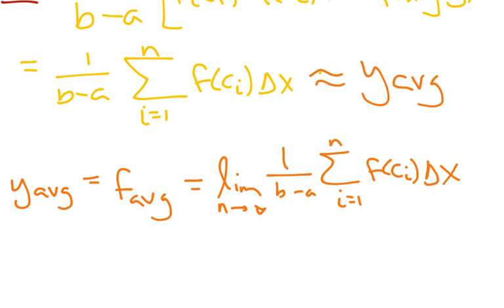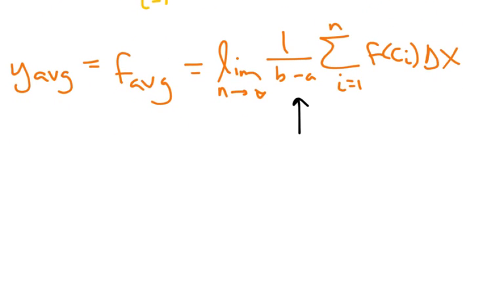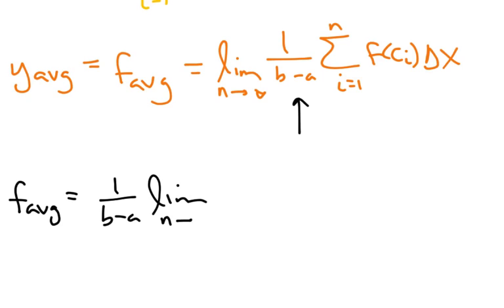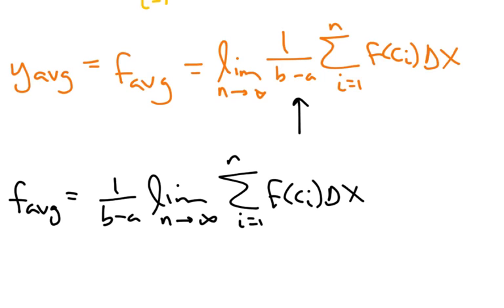Now this 1 over b minus a portion is unaffected as n goes to infinity. That doesn't change, so that's just a constant. And by our constant multiple rule, we can move that in front of the limit. So I could say that f average is 1 over b minus a times the limit as n approaches infinity of the sum from i equals 1 to n of f of c sub i times delta x.